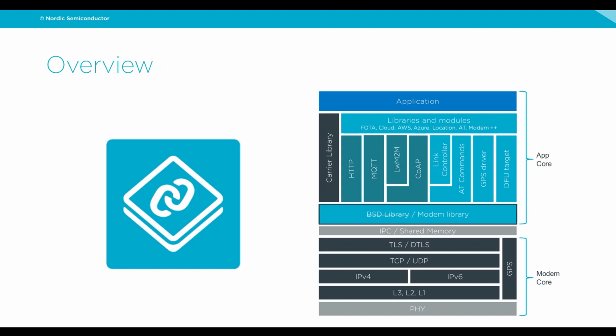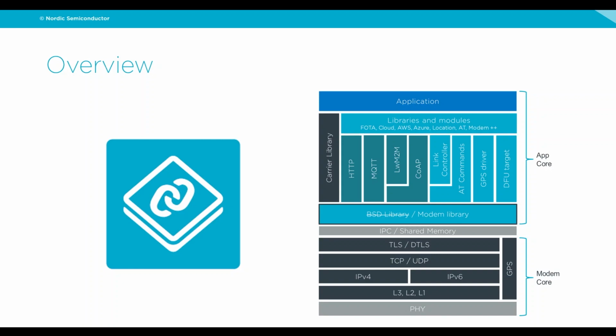Then moving on to the application core, we have the modem library, previously called BSD library. This is the main interface for operating the modem. It provides 8 generic sockets that can freely be used as UDP, TCP, TLS, DTLS sockets, and also AT commands. It's compatible with the BSD socket standard. This is to simplify your writing and porting of existing applications. The modem library also provides an interface towards the GPS, assisted GPS, and also towards the modem for firmware updates.